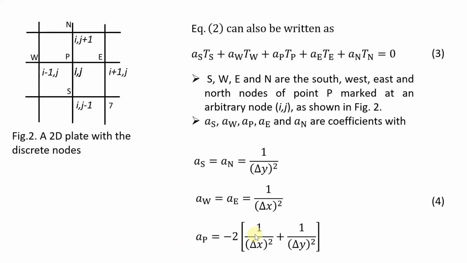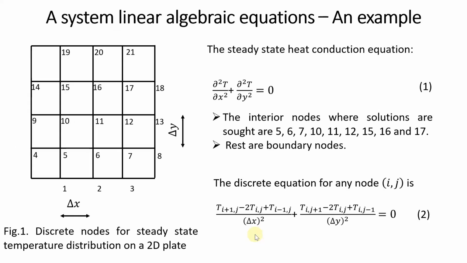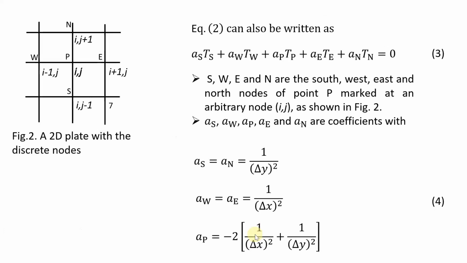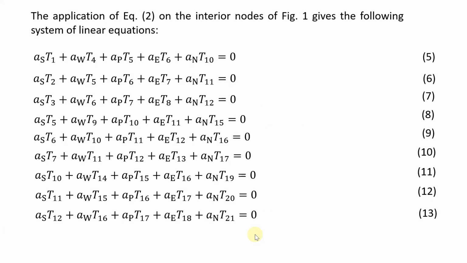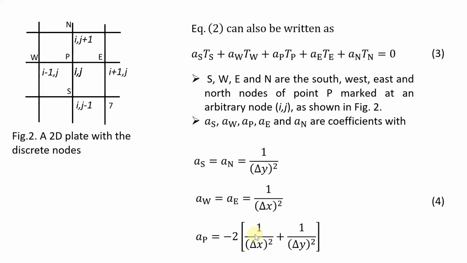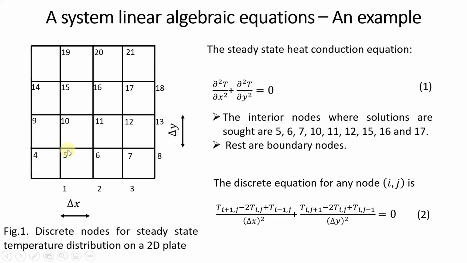When we apply equation 2 or equation 3 to the discrete interior nodes, we find 9 discrete algebraic equations. These are shown from equation number 5 to equation 13 in this slide. Now in equation 5, if we observe, it is related to node P. So for node P, its south point is node 1 and west point is node 4. Both of these lie on two different boundaries.